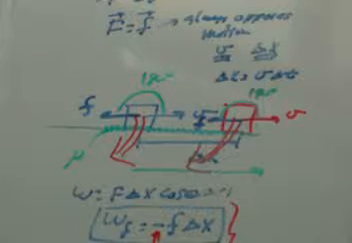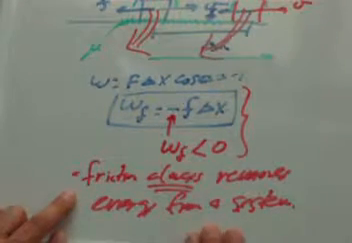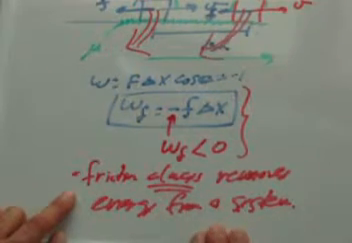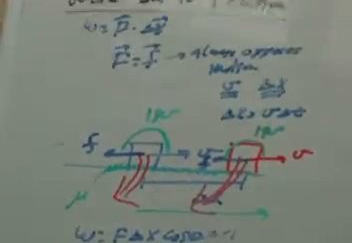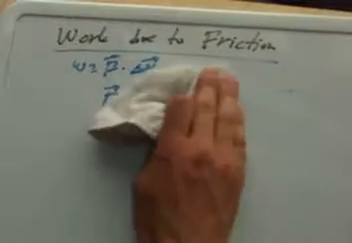Now, it had kinetic energy when you originally pushed it. Where did the kinetic energy go? It went into the table because of the negative work that friction has done on the object as it slides. So the work due to friction is always negative, and this is how friction ties in with energy. Friction always removes energy from a system, slowing it down, sucking its kinetic energy away. So let's look at a quick example of how this might work.